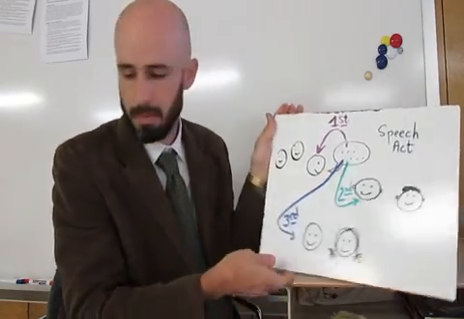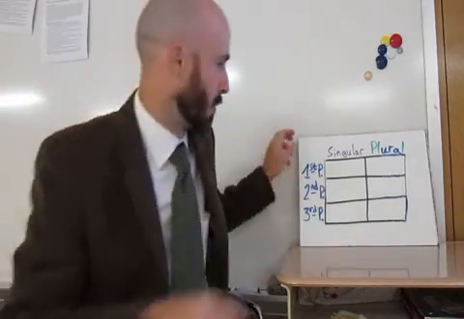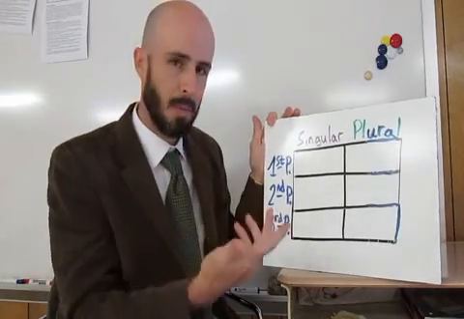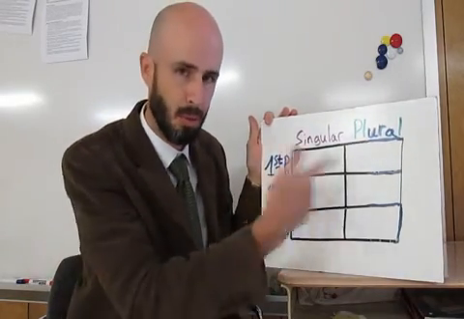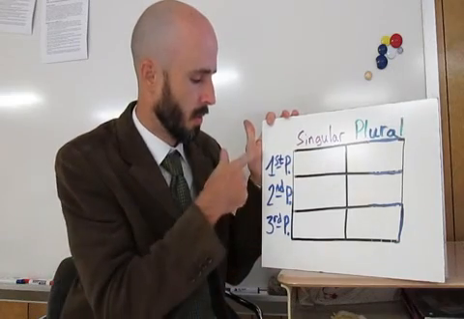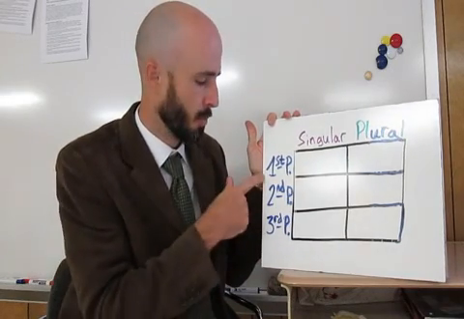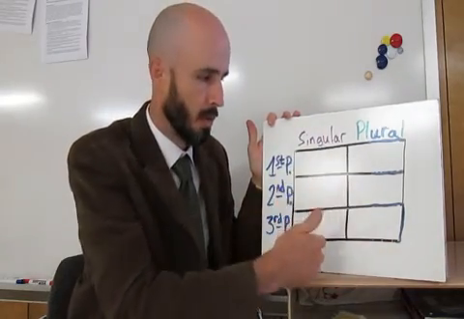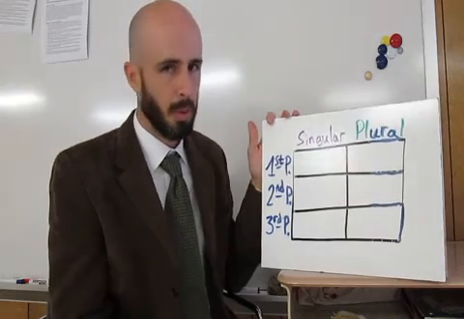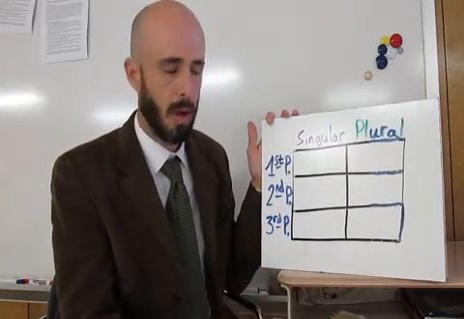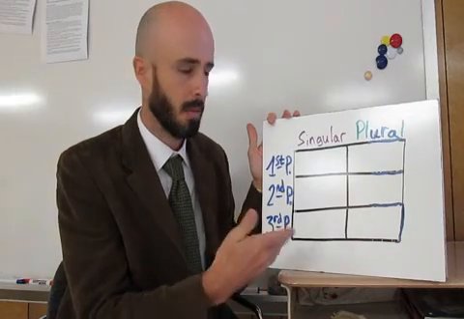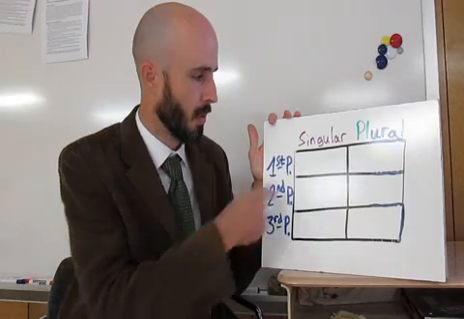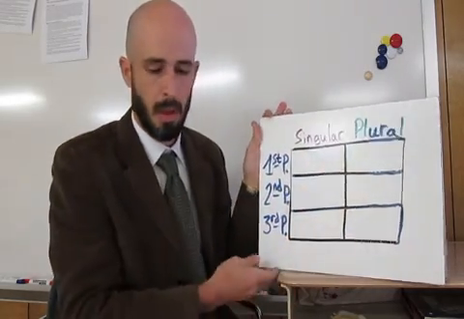So very often you're going to see me use in class a table that looks something like this. It's going to be 3 by 2. Down the left side, I have first person, second person, and third person, and the table is divided into singular and plural. So go ahead and jot this down, pause the video perhaps, and copy this table into your notes. It's very important: first person, second person, third person, singular and plural.